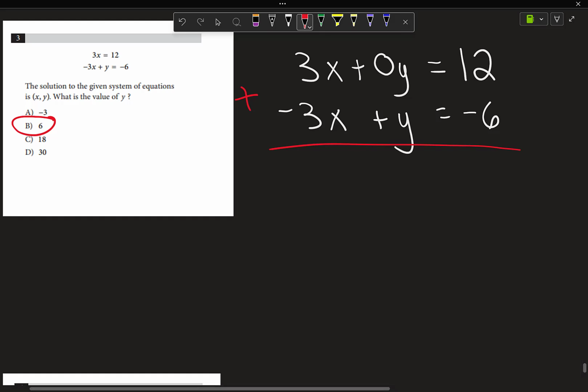3x minus 3x, those are going to cancel out. 0y plus 1y is just 1y, and then 12 minus 6 is 6.